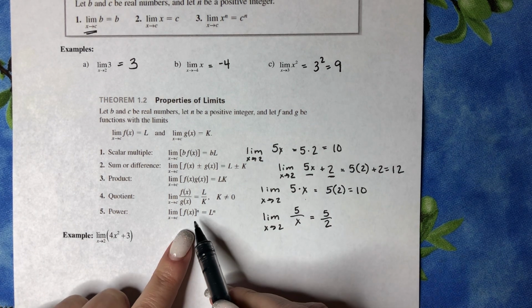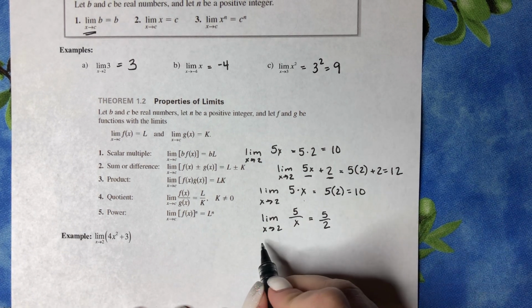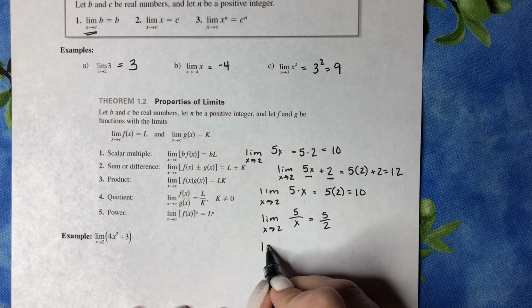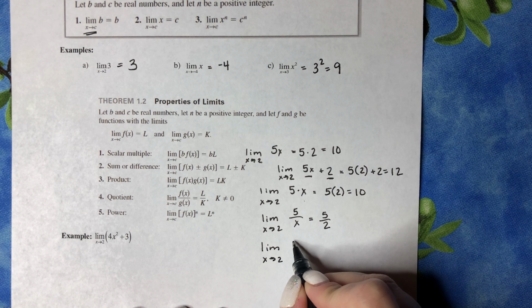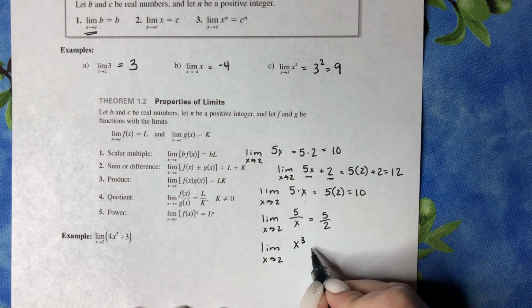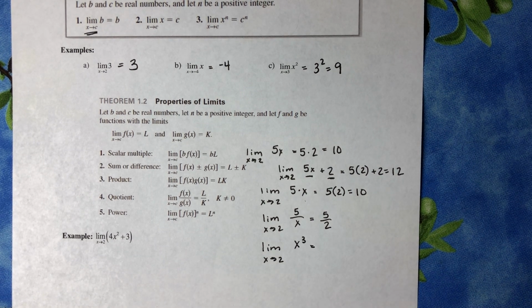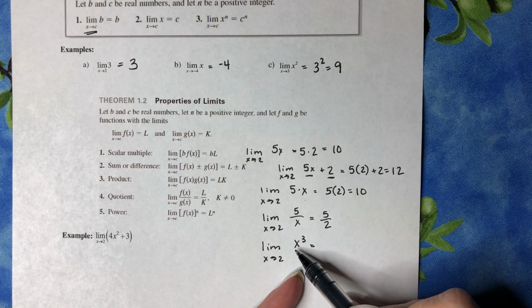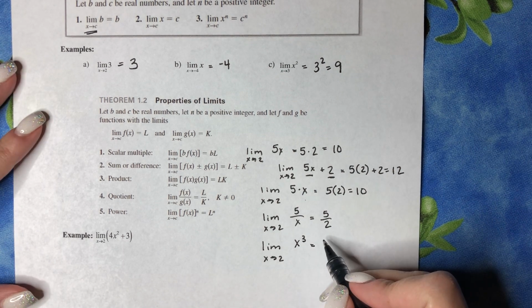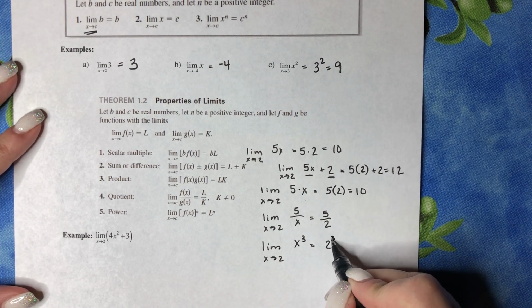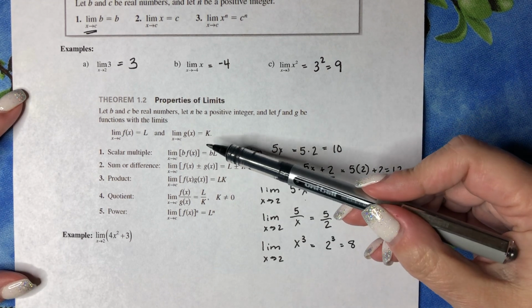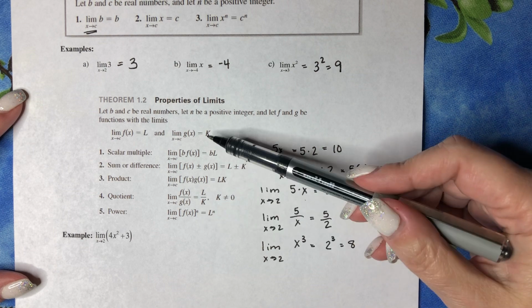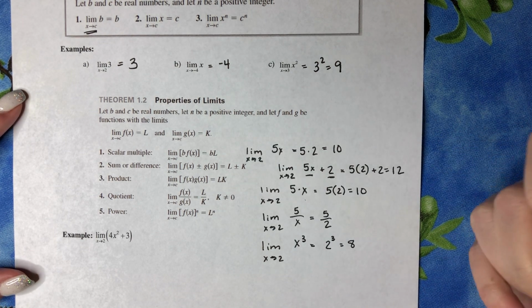And then our last one is the power rule. So if I have, let's see here, the limit as x approaches 2 of, let's say, x to the 3rd power. Again, it's just going to say that it's going to be whatever your limit is to the 3rd power. It's still just a substitution problem. So why are these rules here? They're just to let you know that when you go into theoretical calculus, you have all those options.